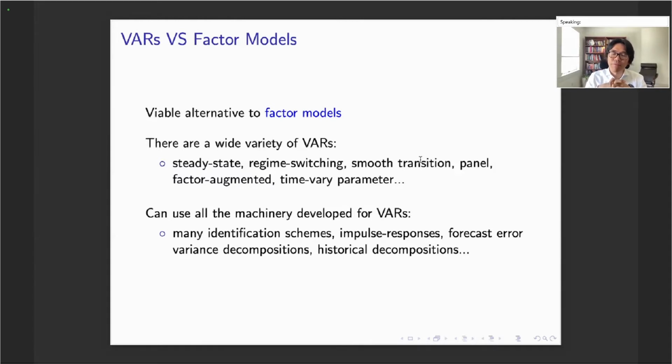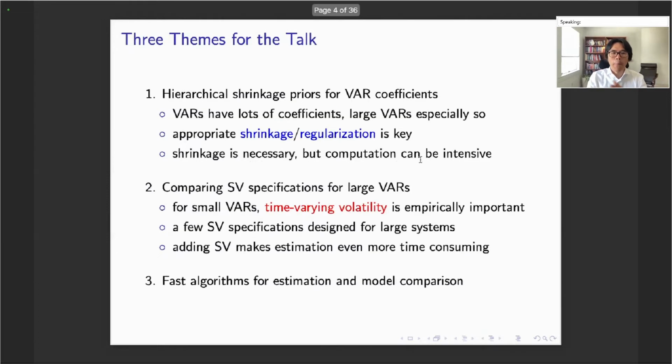Another main advantage of VARs is that there is also a lot of machinery developed surrounding VARs, right? One huge literature now is the development of credible identification schemes to identify structural shocks, right? If you use VARs, you can also tap into this literature, and you can compute impulse responses and various forms of decompositions. So those are the two advantages of using VARs.